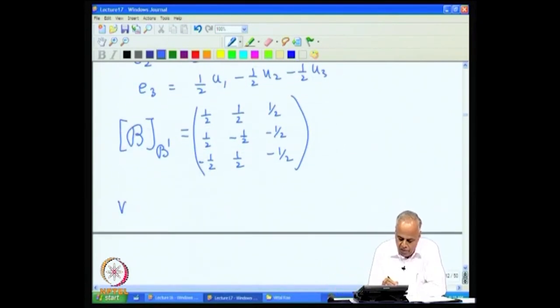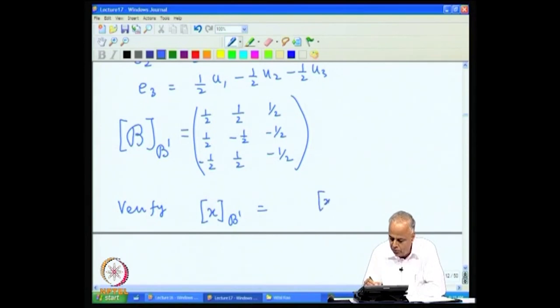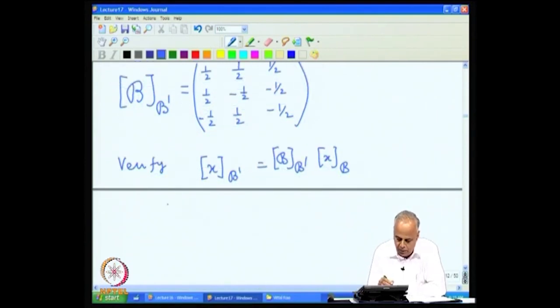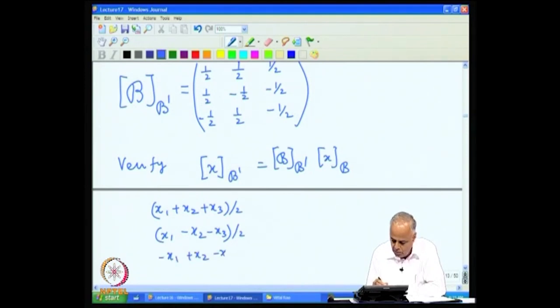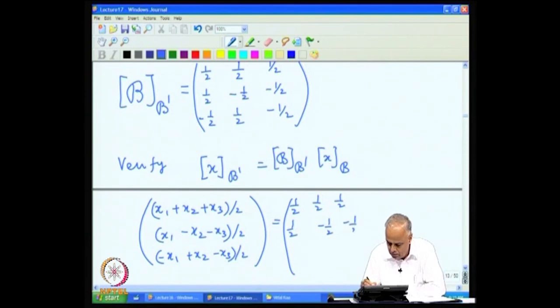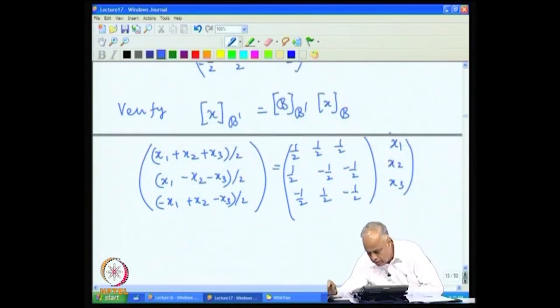Now, let us verify. We want to construct x B prime from the known information of x B, we must have B B prime. What does that mean in this case? Remember, this was x 1 plus x 2 plus x 3 by 2, x 1 minus x 2 minus x 3 by 2, minus x 1 plus x 2 minus x 3 by 2. This must be equal to the B B prime matrix into x B, which is just x 1, x 2, x 3. It is now easy to verify that this holds.